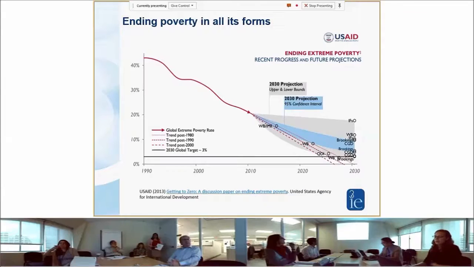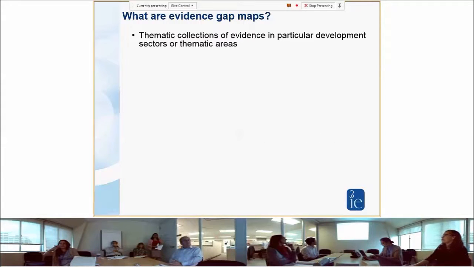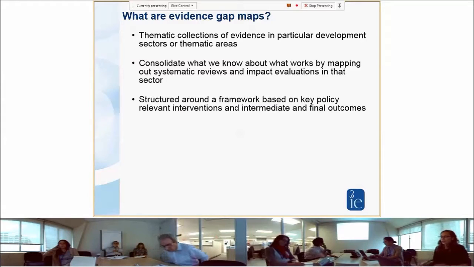So USAID has commissioned an evidence gap map, and I'll briefly describe what evidence gap maps are. So evidence gap maps are thematic collections of evidence in a particular thematic area or sector that map out the existing impact evaluations and systematic reviews in this sector. And I will speak a little bit later to what we understand at 3IE under impact evaluations and systematic reviews. The map itself is a structured framework of key interventions in that particular field and key outcomes of interest that these interventions are trying to affect.